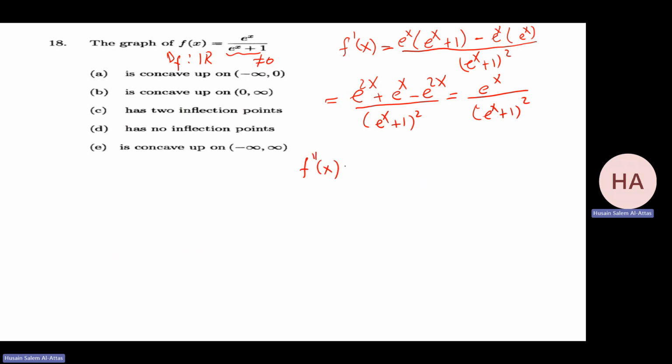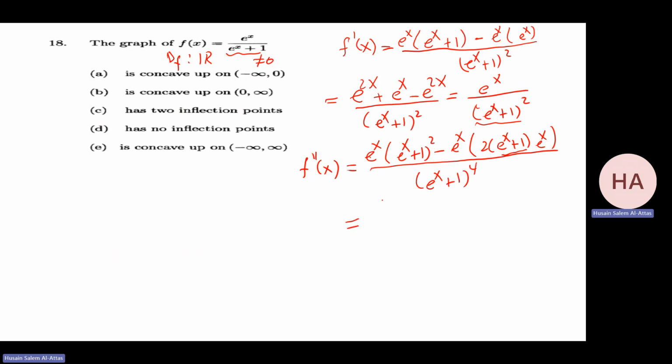Now I'll find the second derivative. I'll do the same: ax times this one, minus the numerator times the derivative of the denominator, which is 2 times ax plus 1 times the derivative of this, which is ax, over ax plus 1 all to the power 4.